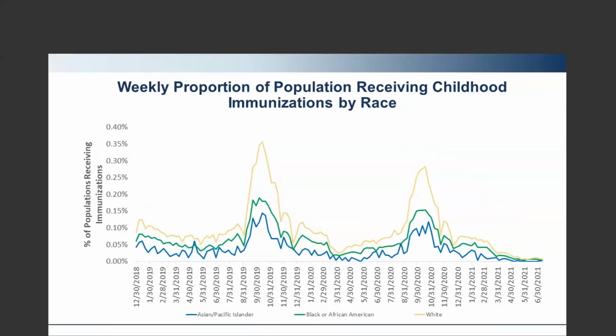For this slide, we really just want to point out our weekly proportion of the population receiving childhood immunizations. This is broken down by race, week over week. And we want to note here on this graph the decline, of course, around March or April of 2020, but also the disparity gap amongst our white and African American or Black population. Next slide.